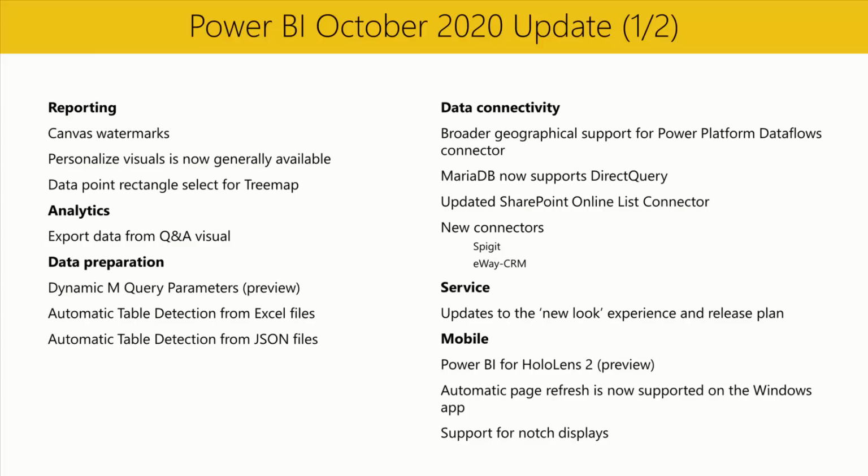New this month is the Spigot connector. Spigot Innovation Management software enables you to easily uncover groundbreaking ideas, manage them, and bring them to market with minimal effort from your innovation team. You can find this connector in the other category of the Get Data dialog. We are also introducing the eWay CRM connector. eWay CRM is a CRM system embedded right into Microsoft Outlook. It helps companies all around the world with their CRM agenda, project management, and business opportunities. You can find this connector in the other category of the Get Data dialog.